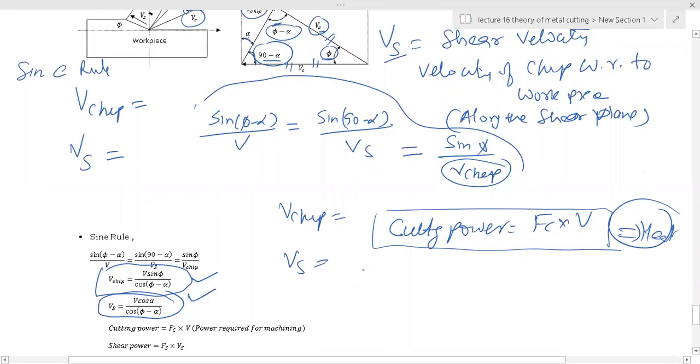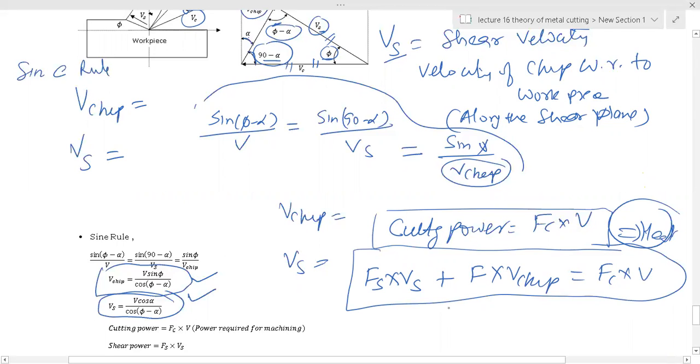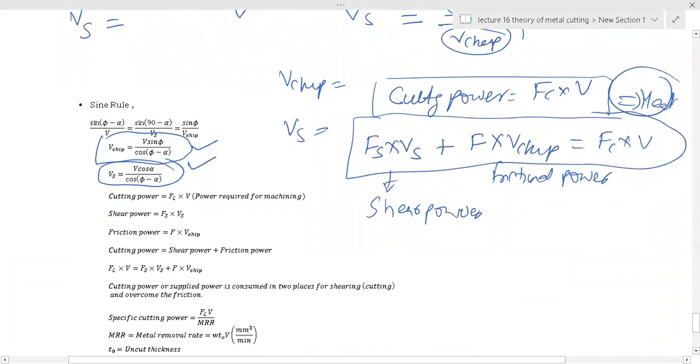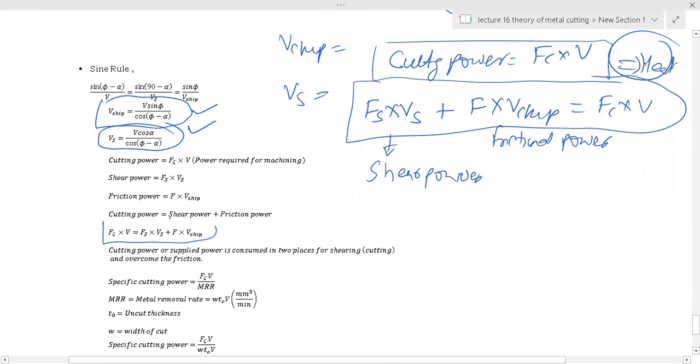But it is consumed in two places. One is shear power plus frictional power, that is F into V chip. So finally this is equal to Fc into V. This power is consumed in two places. One we call shear power, and this we call frictional power. Frictional power we have already discussed. Now one is called specific cutting power.